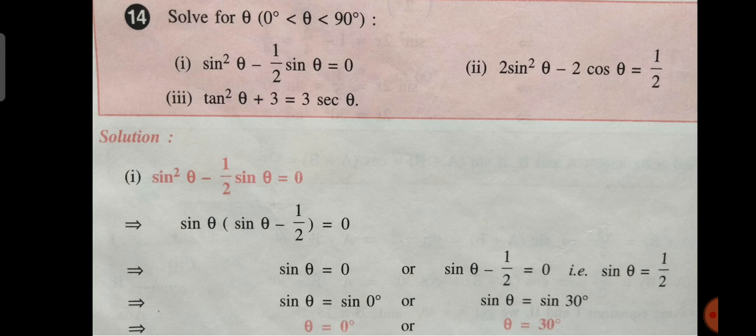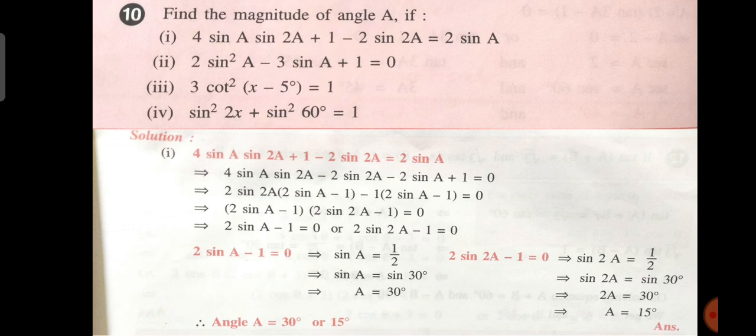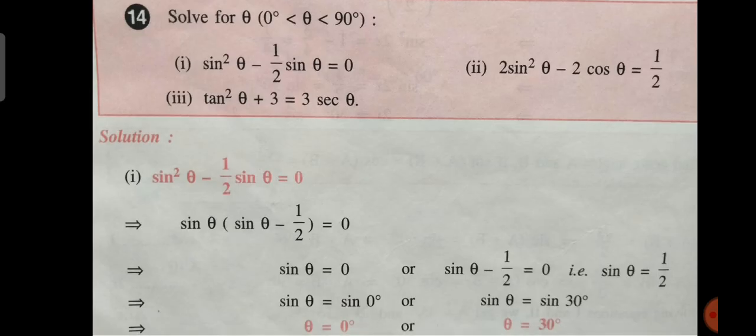For which angle is sine theta 1 by 2? 30 degree. And for which angle is sine theta 0? It is 0. Sine 0 is 0, you know. Yes, this is how you will prove it. Similarly, the second question can also be proved, and also the third question.